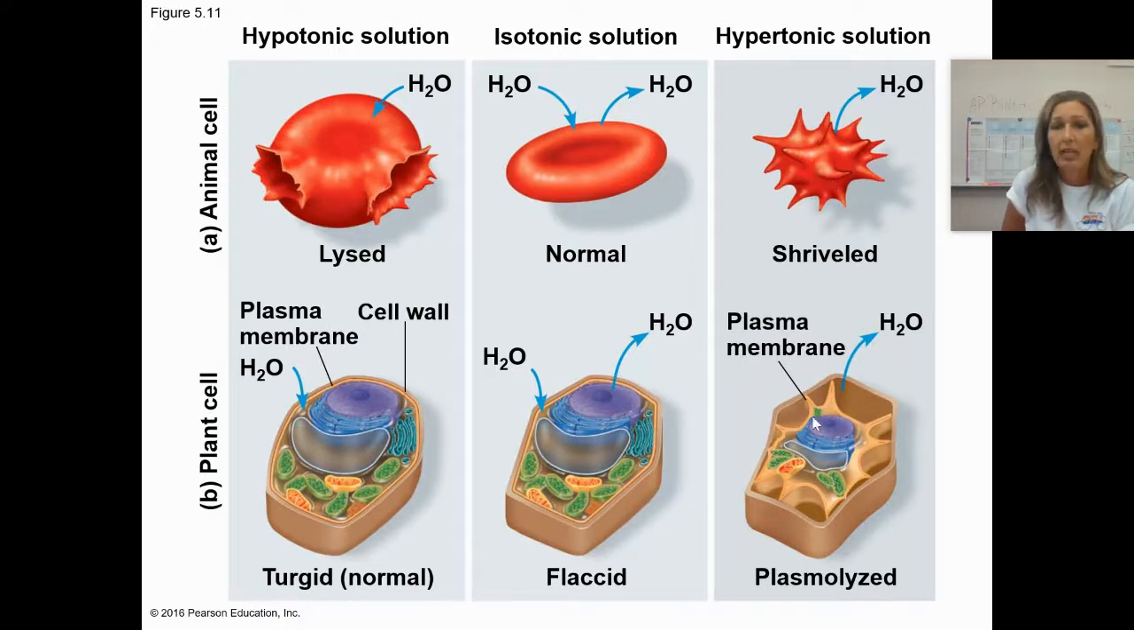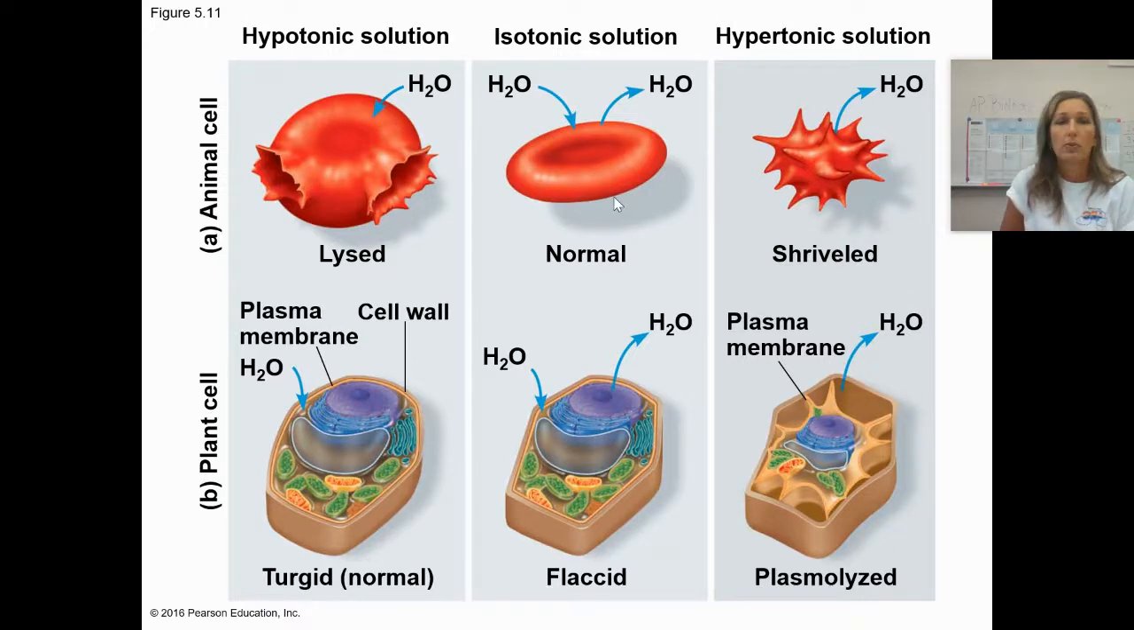Well, same thing is going to happen in a plant cell. The cell wall is going to remain intact, but as water leaves, now the plasma membrane pulls away from the cell wall because now I've lost all this water in this large central vacuole. And so we call this plasmolyzed when this happens. Sometimes a plant cell can recover from this, but once the plasma membrane pulls away, even adding water doesn't allow it to recover.